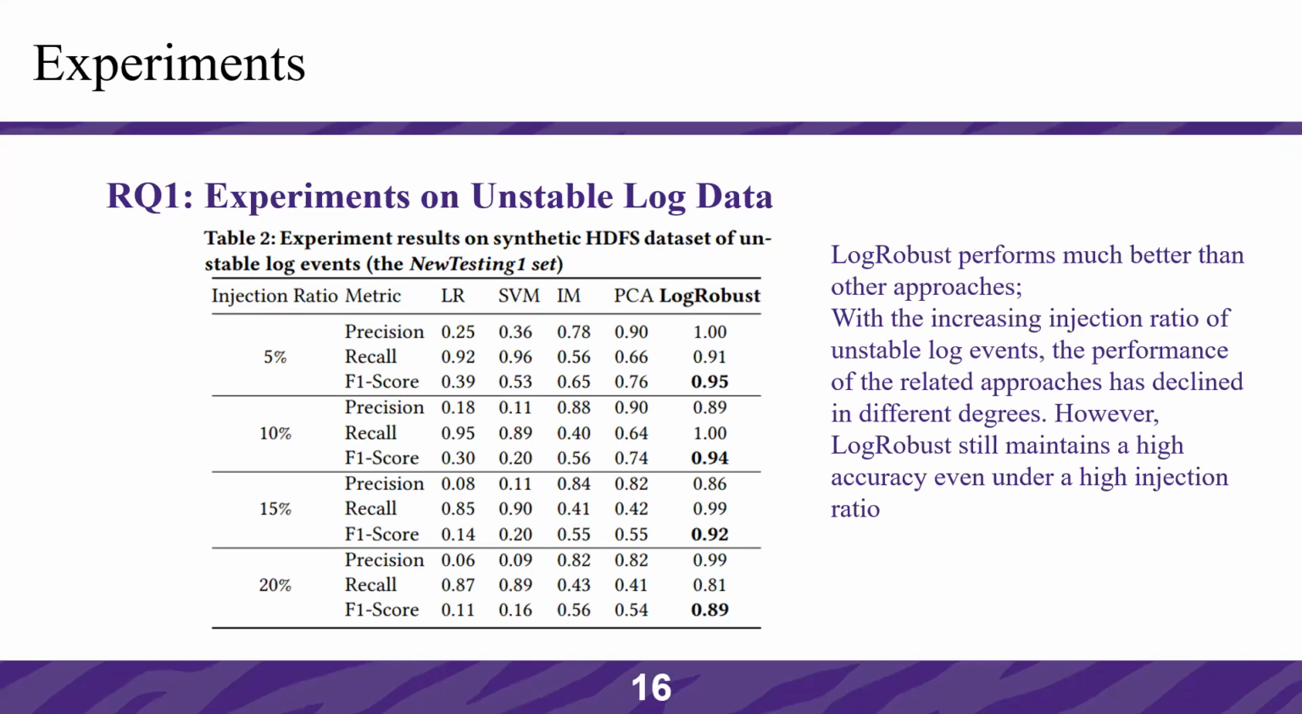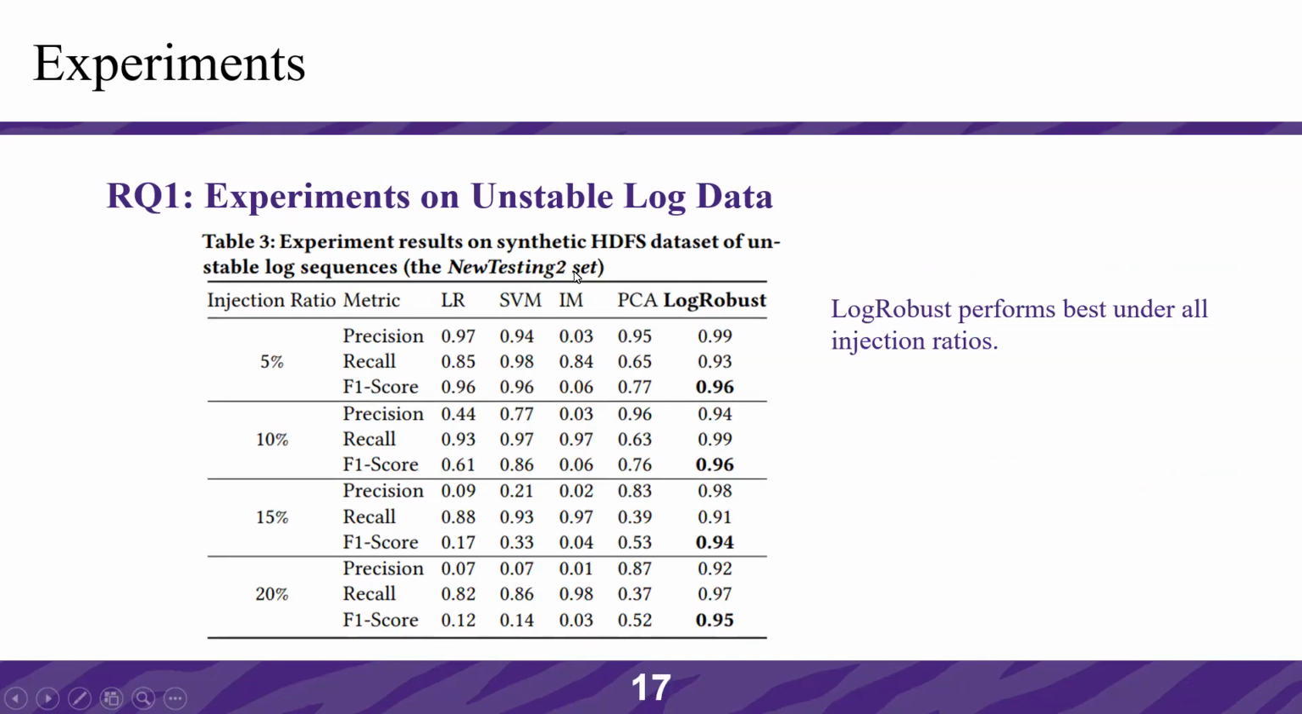For the first question, experiments on unstable log data. Table 2 shows the experiment result on the synthetic HDFS dataset of unstable log events. As we can see, LogRobust performs much better than other approaches. And as the injection ratio increases, the other methods decline to some degree. Their precision, recall, and F1 score all decline as the ratio increases, but LogRobust still performs very well. The injection ratio means the ratio of unstable log data.